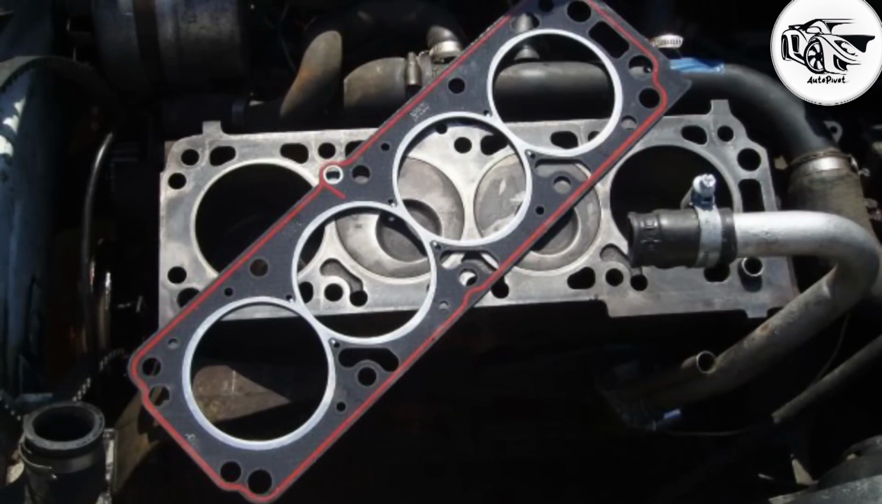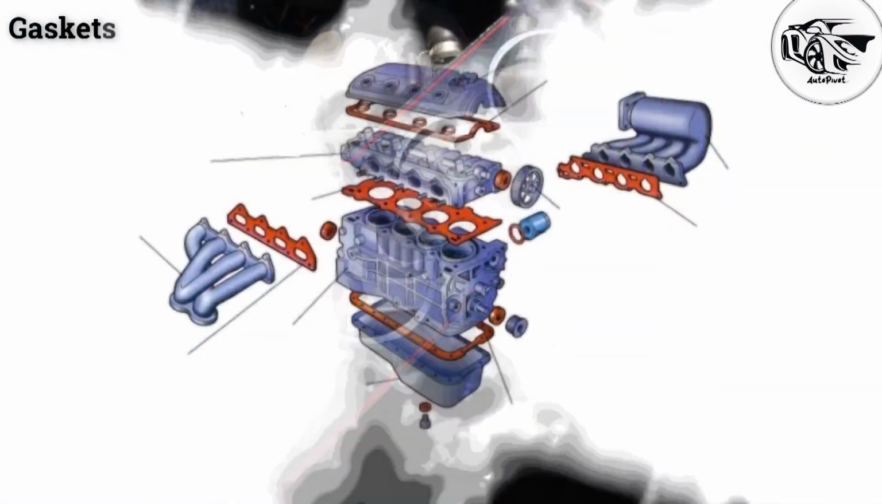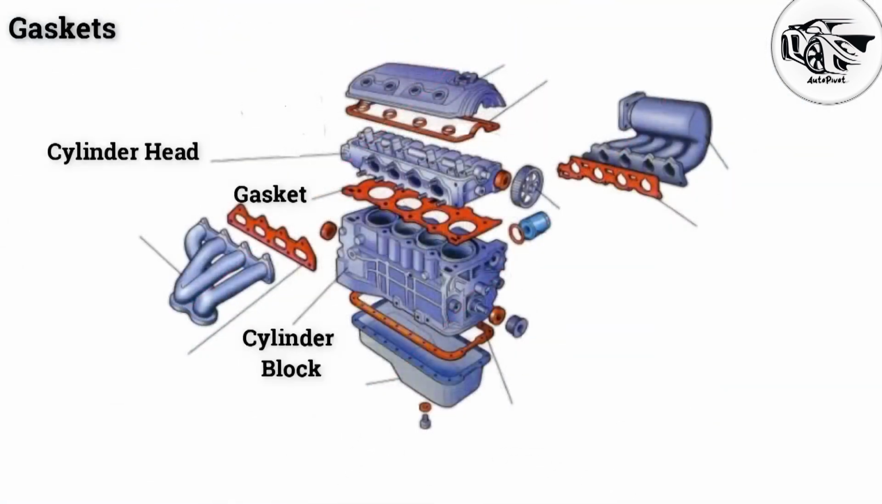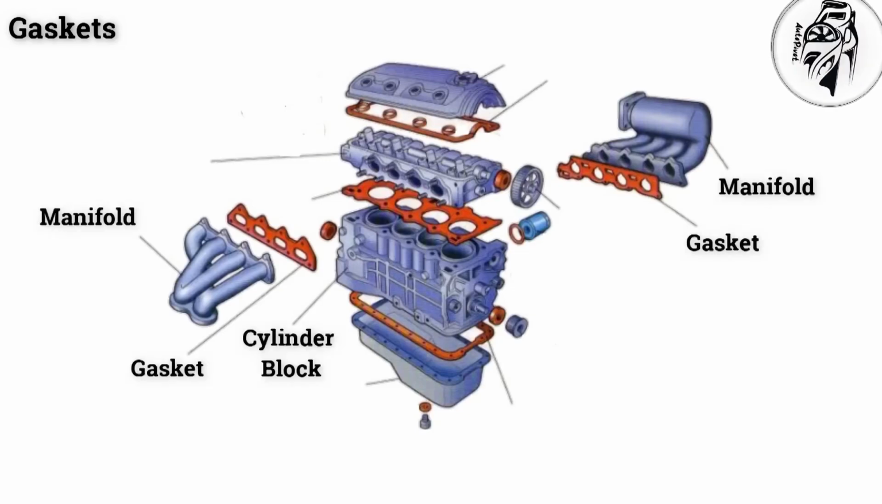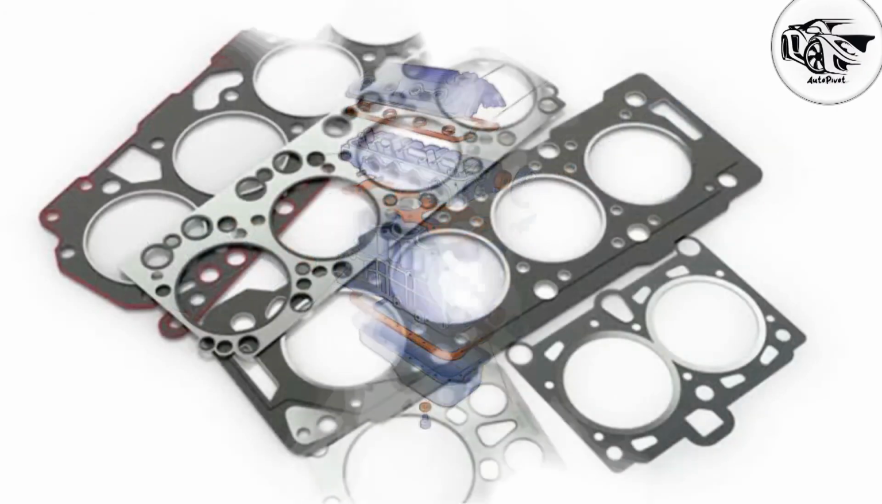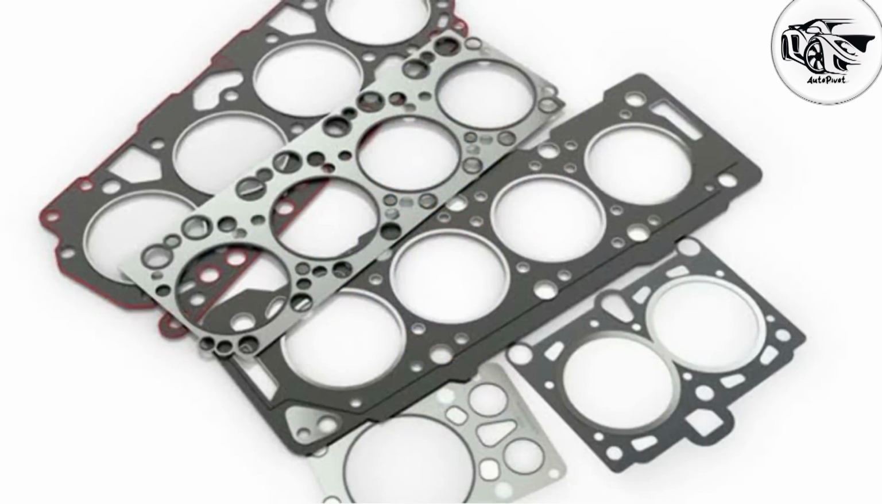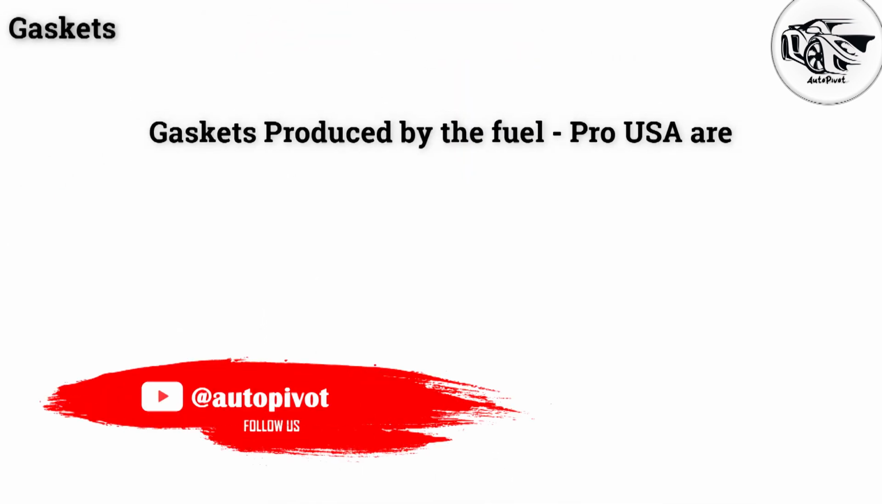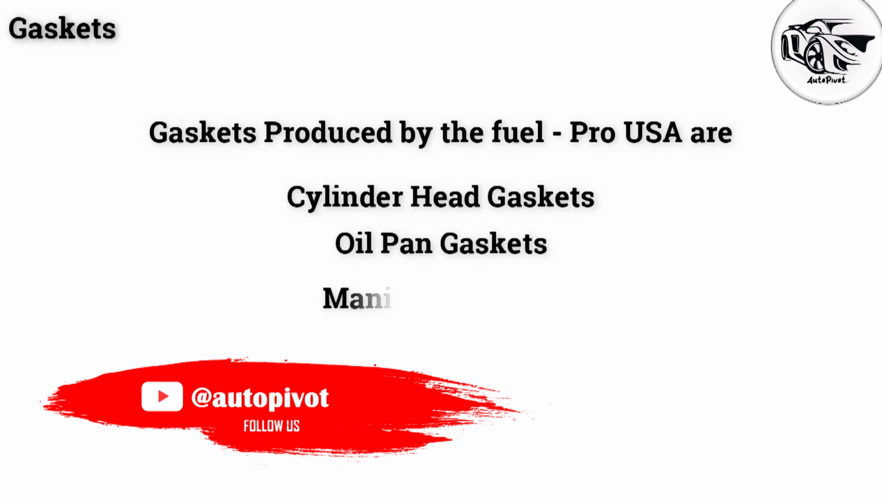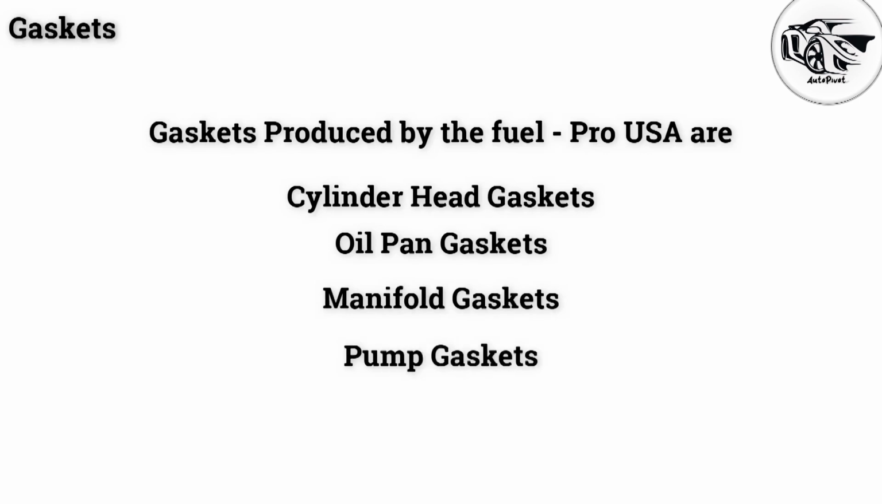Gaskets. Gaskets are used to provide a tight-fitting joint between two surfaces. Gaskets are found in the joint between the cylinder head and the cylinder block, between the crankcase and oil pan, and in between the cylinder block and manifold. Materials used for gaskets are cork, asbestos, rubber. Gaskets produced by the Fuel Pro USA are cylinder head gaskets, oil pan gaskets, manifold gaskets, and pump gaskets.